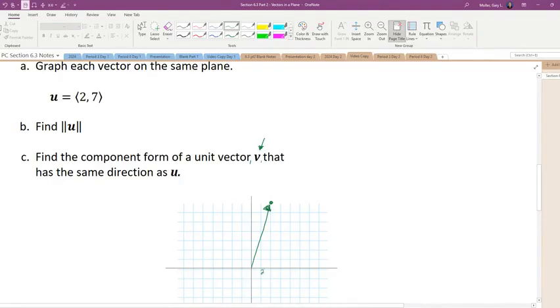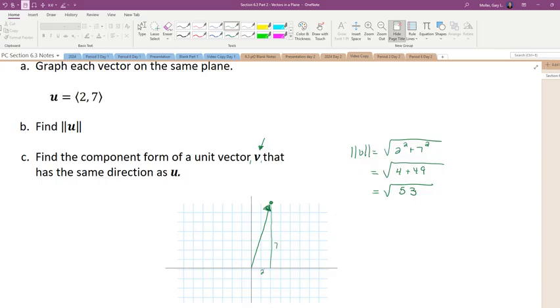And that was over 2 and up 7. So that means the magnitude of u is simply the distance, right? So it's going to be the Pythagorean theorem. So that's going to be the square root of 2 squared plus 7 squared. So that's going to give me the square root of 4 plus 49, the square root of 53. Square root of 53 does not simplify, so we're going to leave it as the square root of 53.